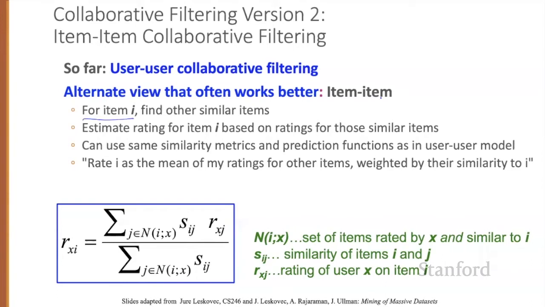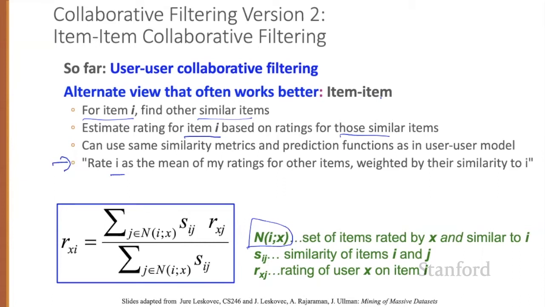For a given item I, we find items that are similar, and we estimate your rating for I based on ratings for those similar items. All of the similarity metrics and prediction functions can just be as they were in the user-user model. So the algorithm is: rate an unseen item I as the mean of my ratings for other items weighted by their similarity to I. So more formally, let's suppose we have a set N of items rated by me and similar to this unseen item I.